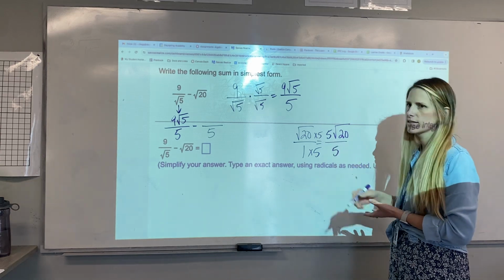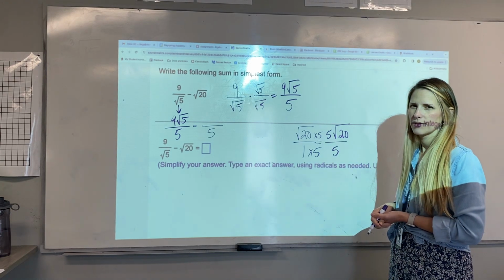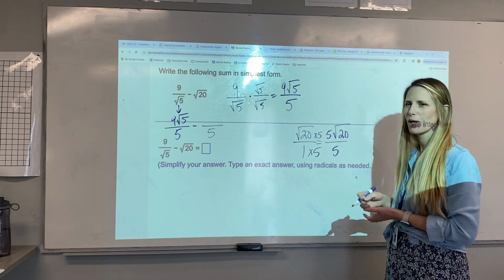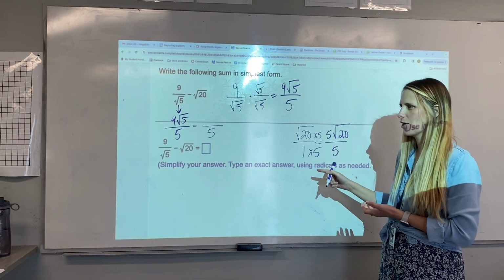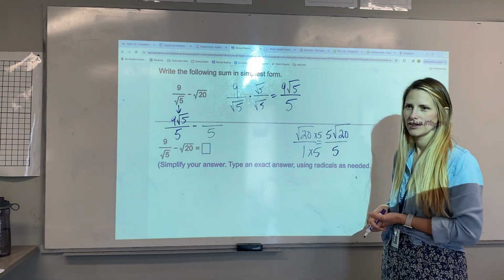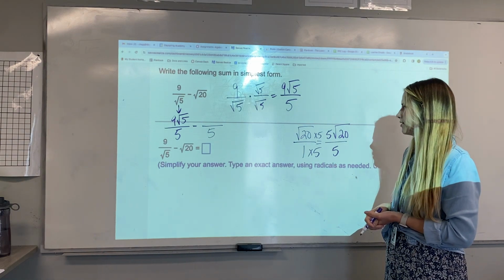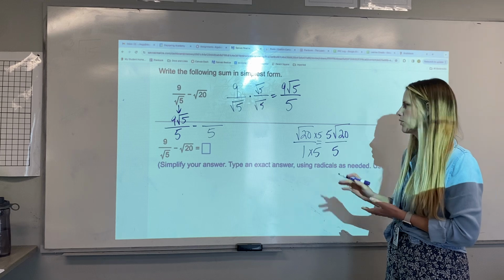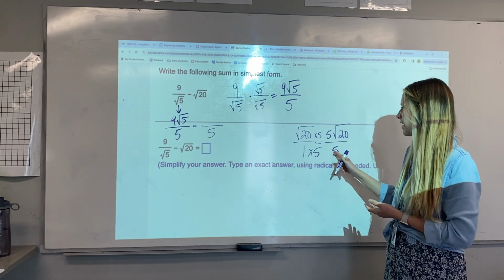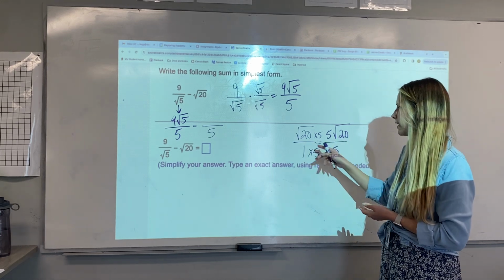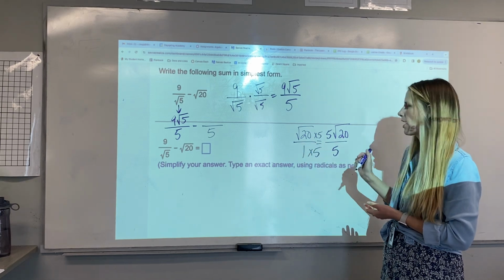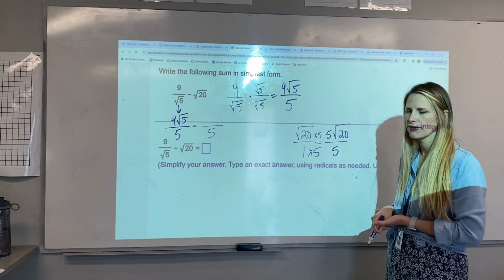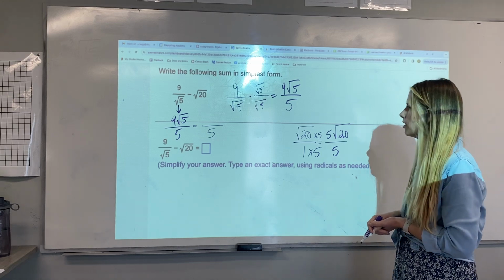Can I simplify this? Yes. Of course I can, but do I want to? No, because if I simplify it, I'll be back to radical 20 over 1, and that's the thing I was trying to change. So I just wanted you to notice that we can simplify, but that was the whole point. We expanded this fraction to get a denominator of 5. So we actually want it to stay like that.